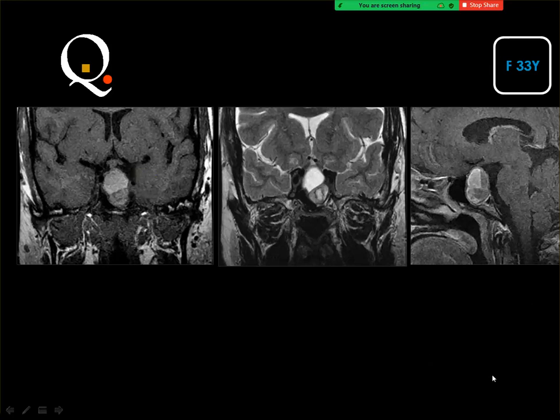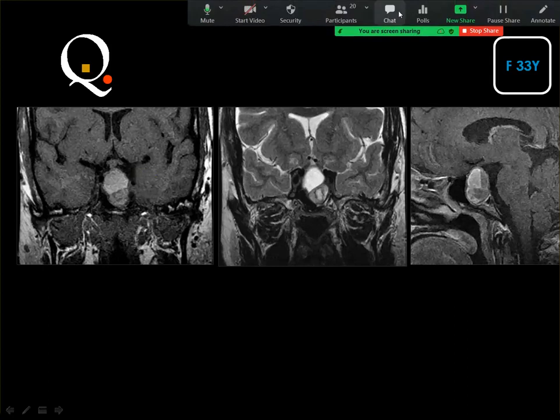Next case, and this is MRI of the sella. This is coronal T1, coronal T2, sagittal T1 without contrast. All images without contrast.